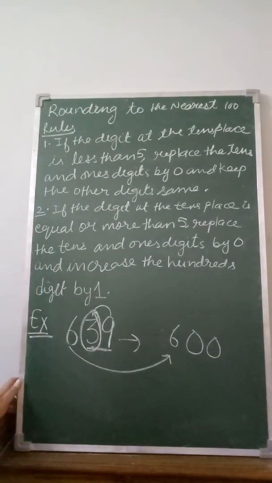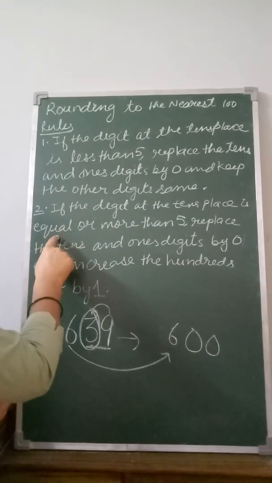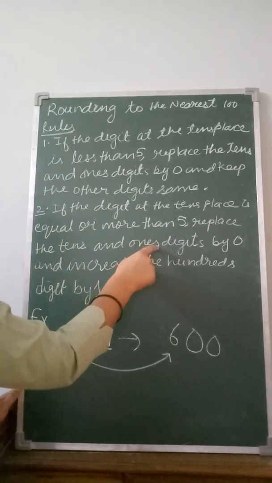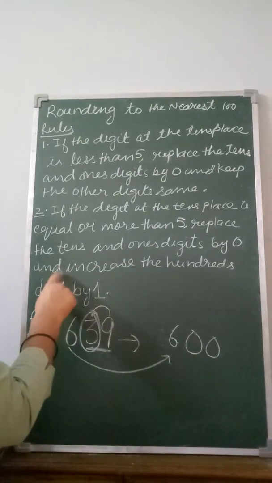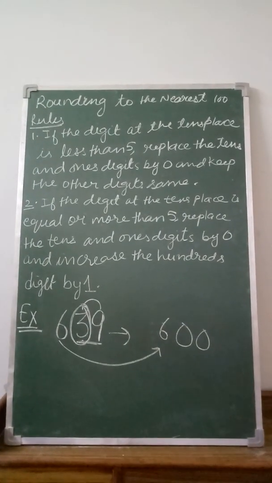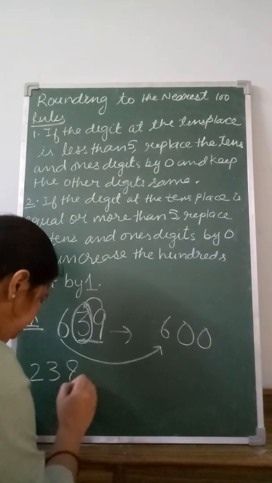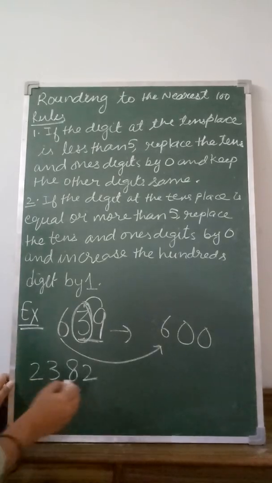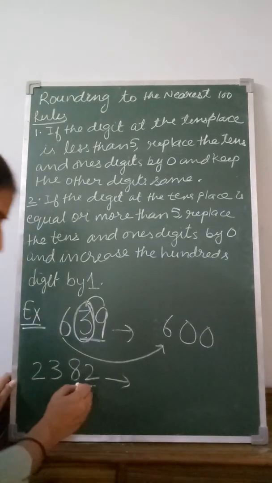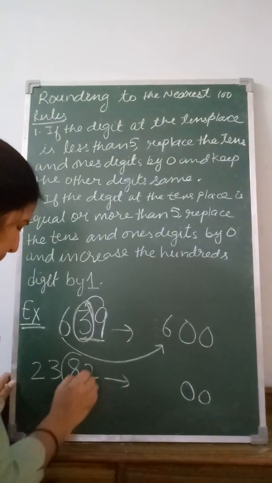In case we are talking about the second rule, if the digit at the tens place is equal to or more than 5, replace the tens and ones digit by 0, same as here, and then increase the 100 place digit by 1. Let's take one example in which we have to convert that. So 2382 is my second example. Again we have to replace these two numbers, 82, by 00. Now we have to consider again this tens place.